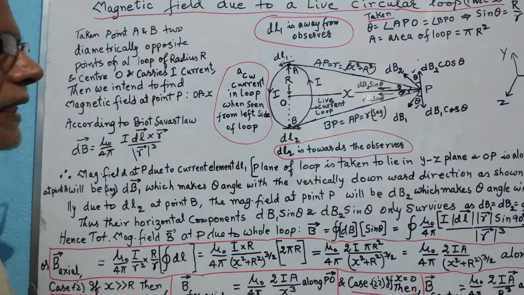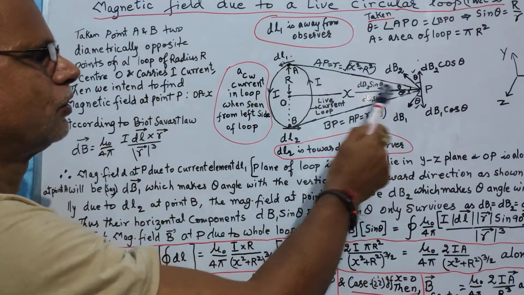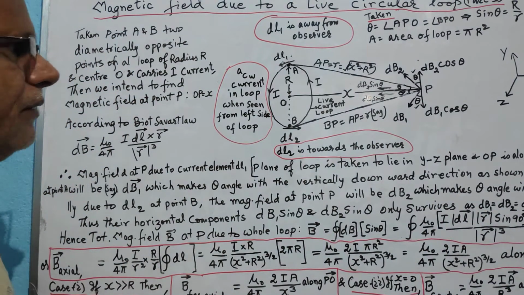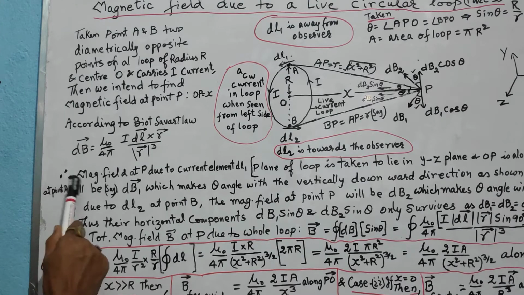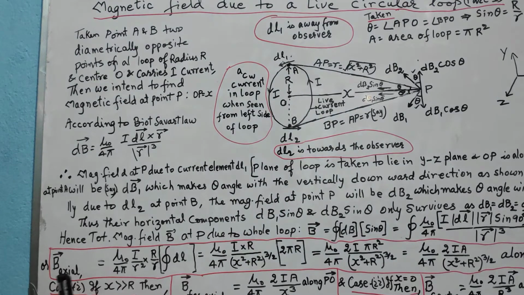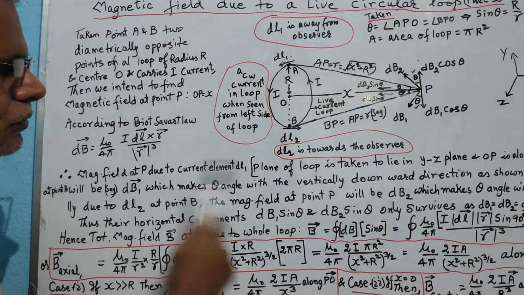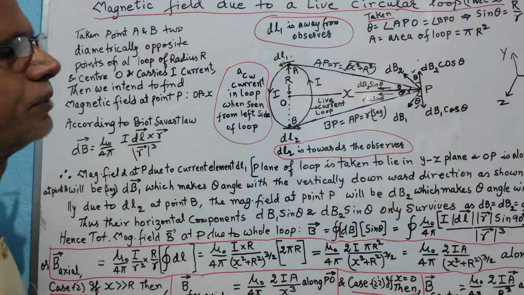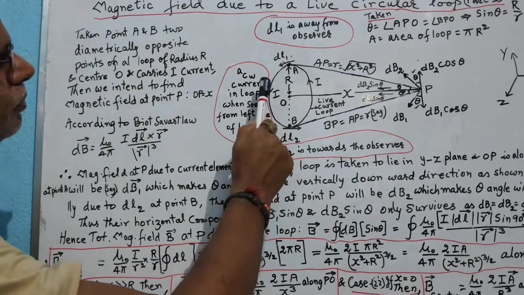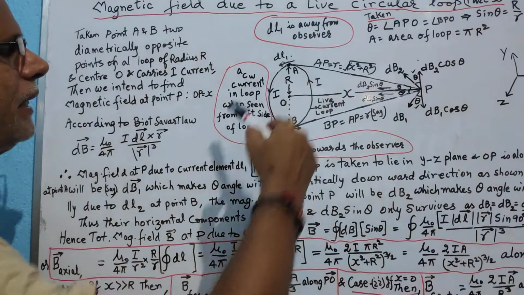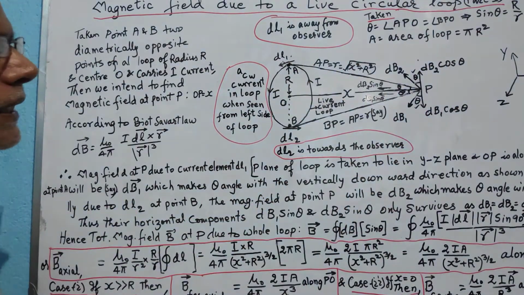So the vertical components are cancelled. We are left with only the horizontal components of dB1 and dB2. We take dB1 equal to dB2 equal to B for our convenience. Now the magnetic field makes a theta angle, as we have already discussed, and similarly the magnetic field due to another element will make a theta angle. Their horizontal components survive and the vertical components cancel each other. For every point on the loop we have a corresponding diametrically opposite point, and for all such pairs you will see that the vertical components are cancelled.